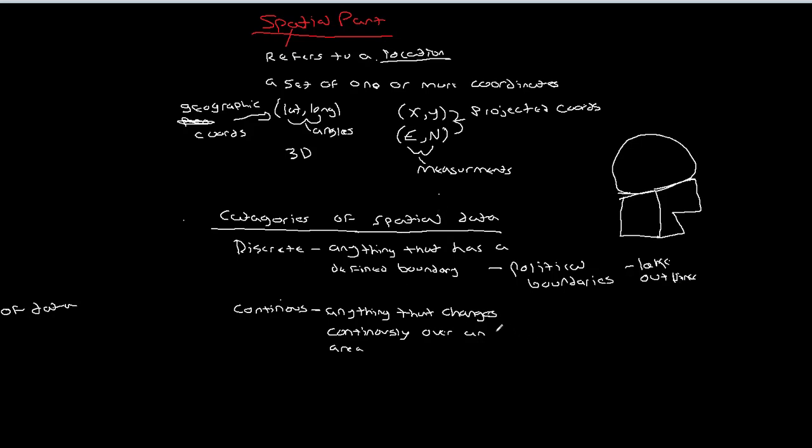Right? Continuous, things that change over an area. Common examples of this include elevation. Right? Another example of this is going to be climate or weather. Right? Again, think about when you see weather maps, right? Precipitation is not static over space. It changes across the area. Okay? So discrete, defined boundary; continuous, changes over area.